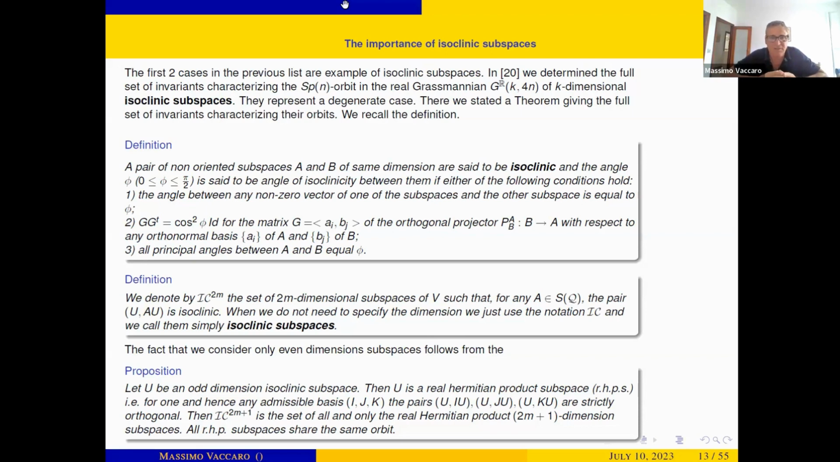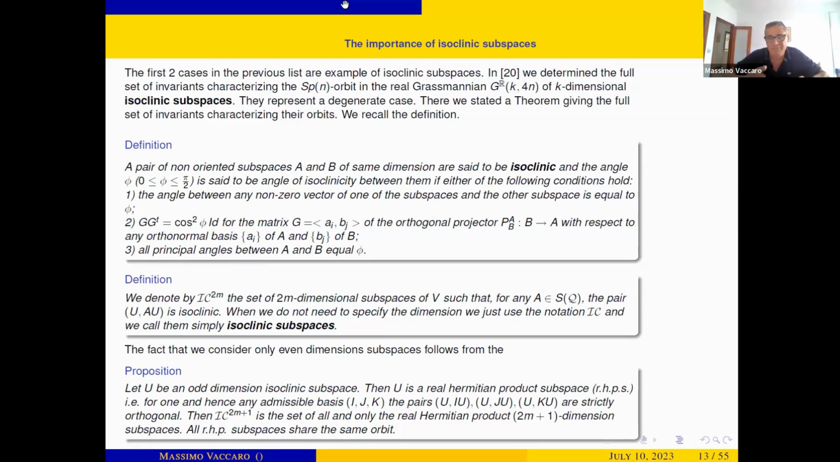Cosine square phi times the identity. For the matrix G of the orthogonal projector, the Gram matrix, with respect to any orthonormal basis, a_i of A and b_j of B. So I have these two subspaces. I took in any of them the matrix. I take the matrix of orthogonal projection with respect to this orthonormal basis, and then I make G transpose, and for any basis, it will become a diagonal matrix, a scalar multiple.